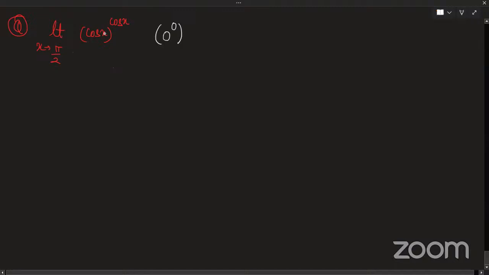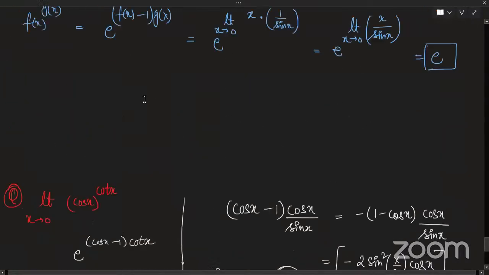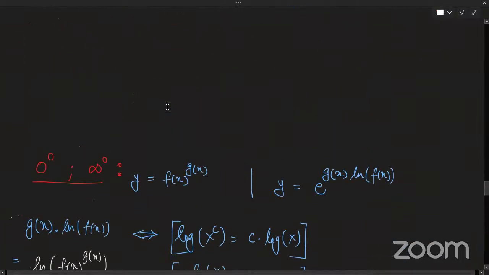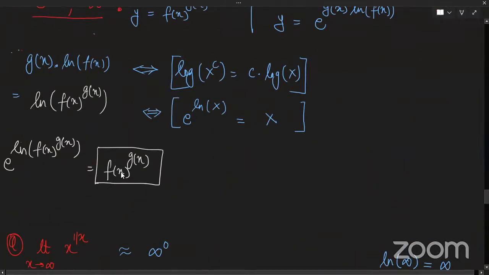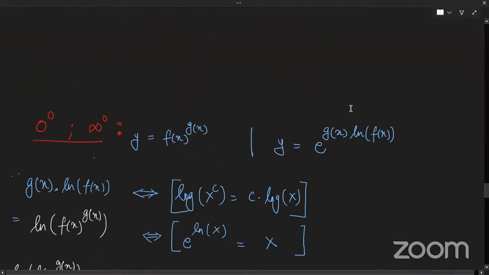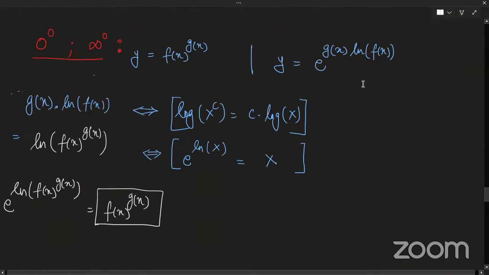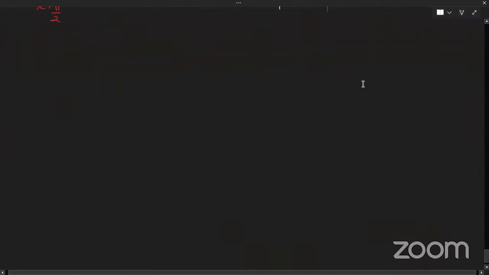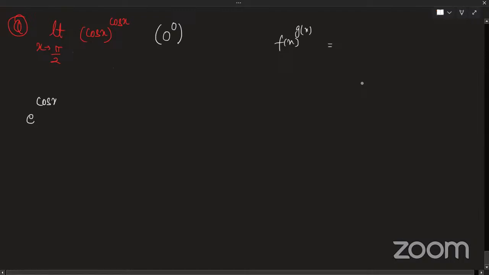How do we solve 0 raised to 0? If I have f of x raised to g of x, how do I solve 0 raised to 0? You forgot, I just taught it. If I have f of x raised to g of x, it becomes e raised to g of x into ln of f of x. So let us just do the same thing over here.